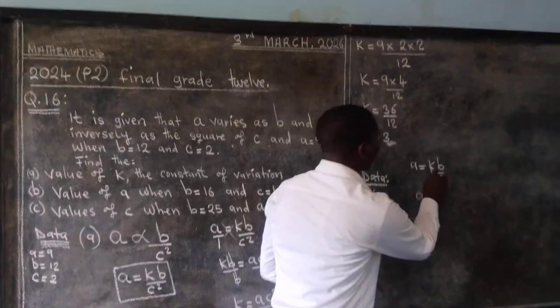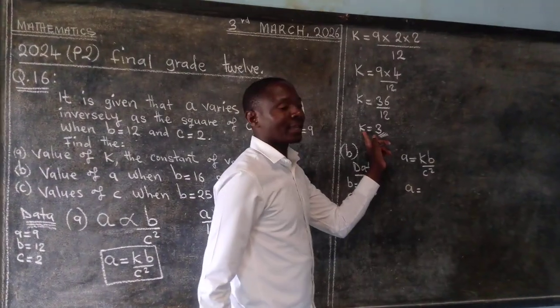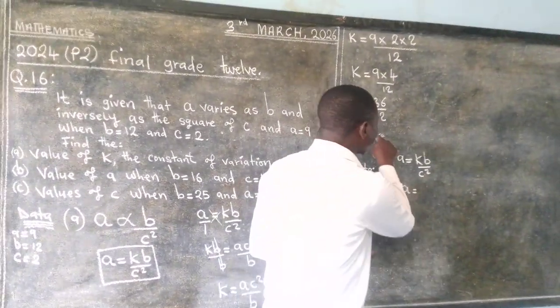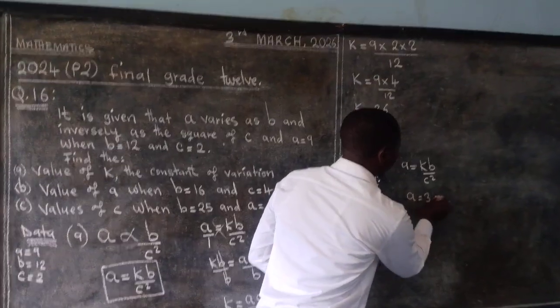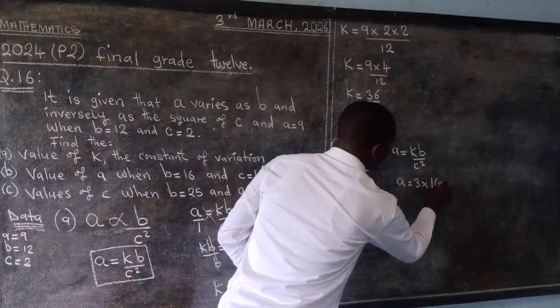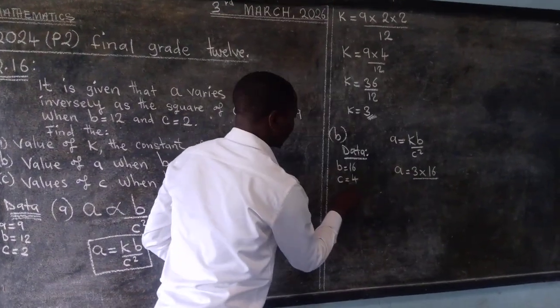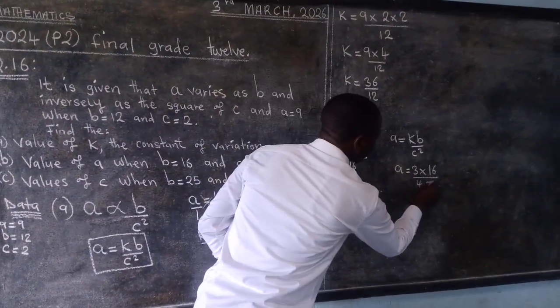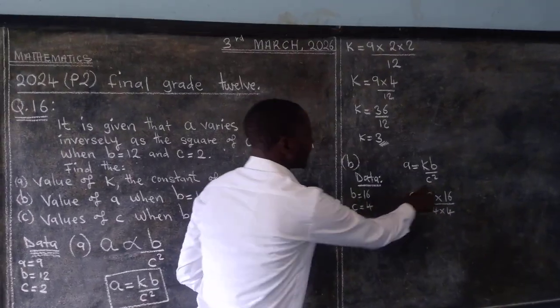A is equal to the constant. The constant is 3, K is 3. We take the 3 and write the value of K, times what is our B? 16, over what is our C? 4, equal to 3, because of the squared.